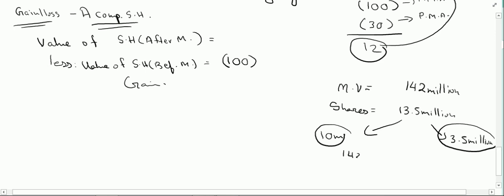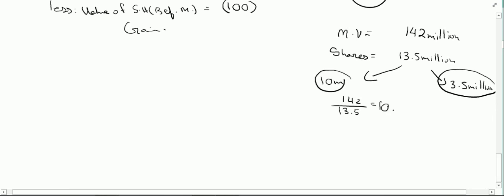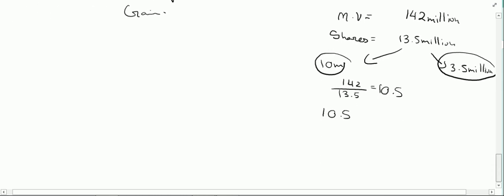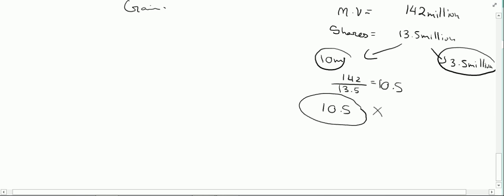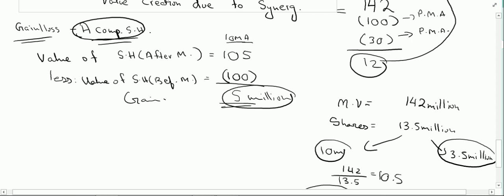So after merger, each share had a value of 142 divided by 13.5, which we have also calculated previously, which makes it 10.5. After merger, each share is valued at 10.5. And what am I analyzing? I am analyzing the gain or loss of A company shareholders, the shareholders who were in existence before and are also in existence after the merger. Each of their shares is valued at 10.5 and they still hold 10 million shares. Therefore, after merger, their entire shareholding is valued at 105 million. So this is the value of the 10 million A shares after merger. This is the value before merger, and therefore they have gained 5 million due to the merger.